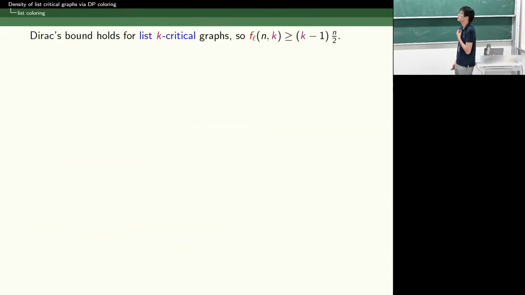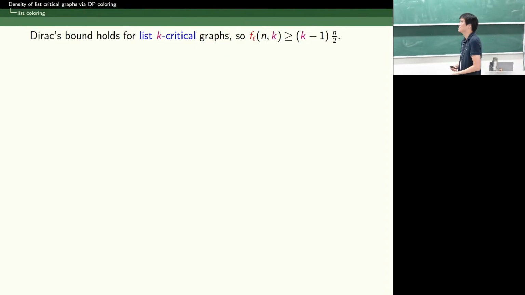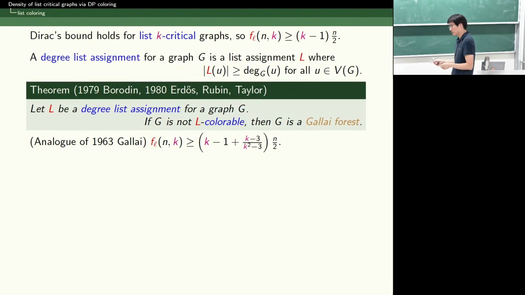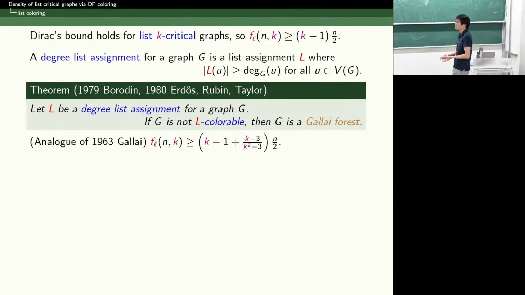All right, and then I'm going to do a story again. So Dirac's bound holds, right? Because it had nothing to do with the colors. You only counted the number of neighbors, so you still have this many edges. But then here, the story for Gallai changes a little bit. Remember, for Gallai, we said if you look at the vertices who have minimum degree, then it forms a Gallai forest. But here, instead of looking at the vertices of minimum degree, we have a different structure theorem.